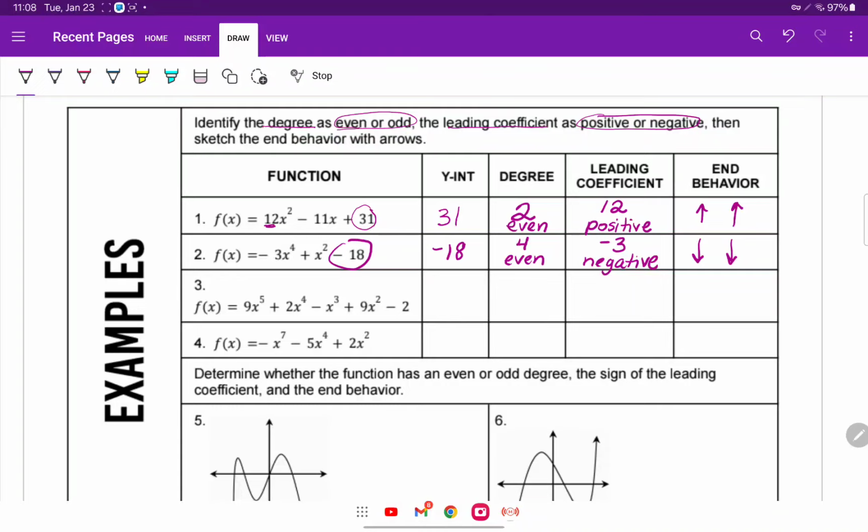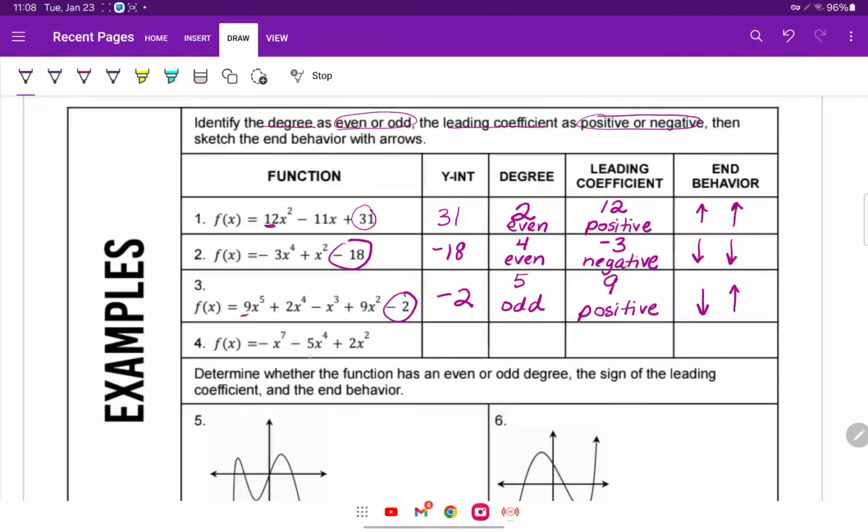The next one, again, double check it's in standard form. Your y-intercept is -2. Your degree, the largest degree, is 5, which in this case would be odd. And your leading coefficient is 9, which is positive. Now, if you have an odd degree, they go in different directions. If it's positive, it would be fall on the left, rise on the right.